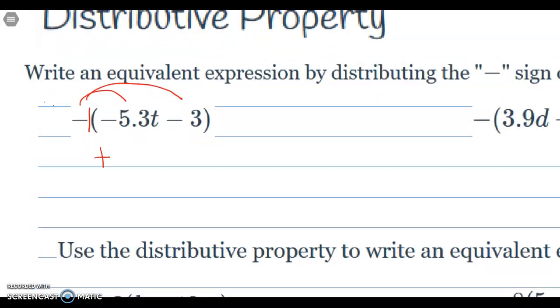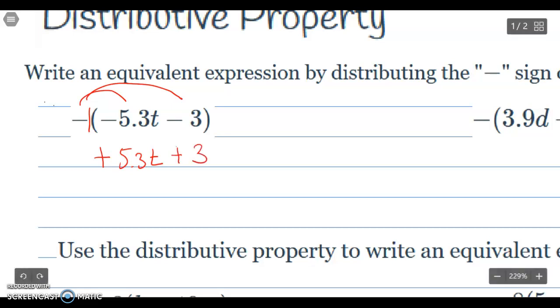Then take the 1 times 5.3, and you get 5.3t. And you just keep on going. This negative times this negative is positive, and then 1 times 3 is 3.